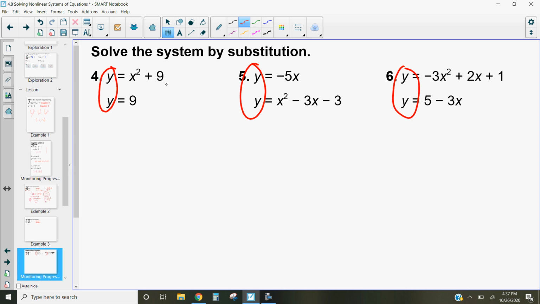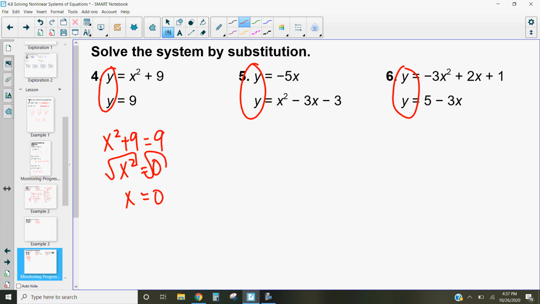So that means my solution to my system of equations here can be when x squared plus 9 equals 9. Well, let's solve for x squared. That's when x squared equals 0. So we can square root both sides and x equals 0, because remember the square root of 0 is just 0.